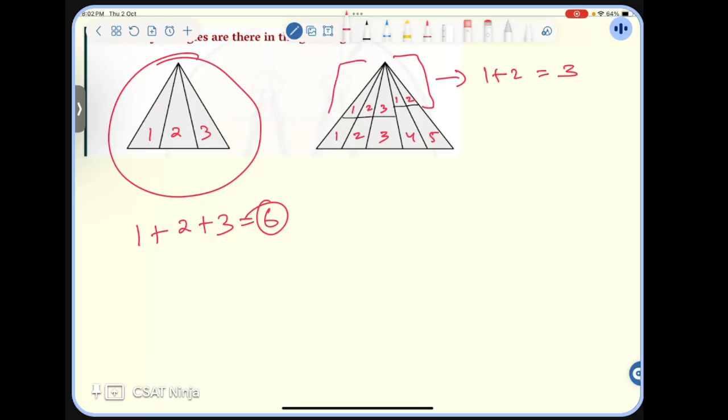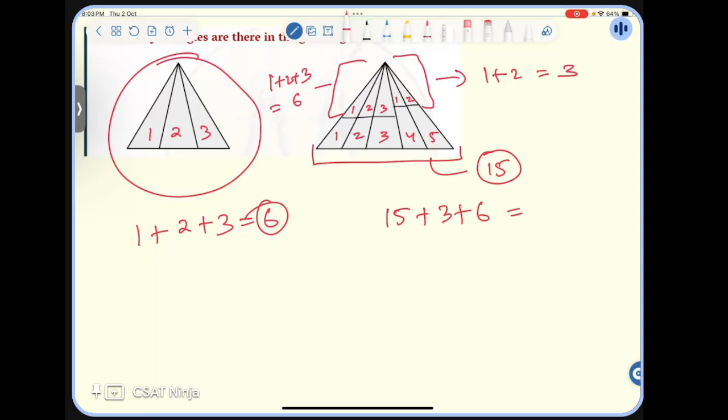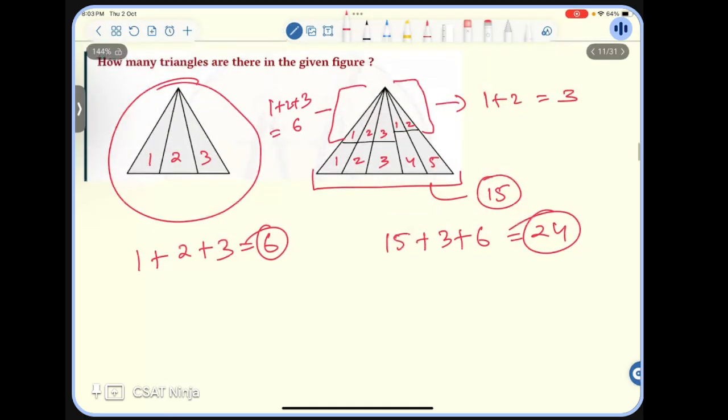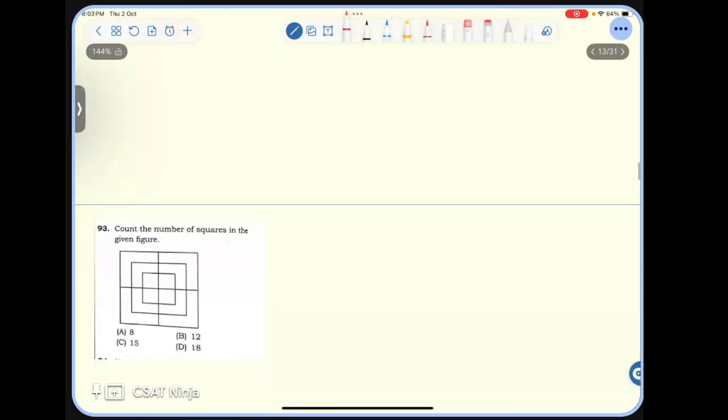What about this shape here? It will give me 1 plus 2 plus 3, which gives 6 there. Again, this triangle, we got our answer as 15. So the final triangles will be 15 plus 3 plus 6, which is 21 plus 3 is 24. If my sum is not wrong, the answer there will be 24. Are we clear with this? Shall we move on to next?